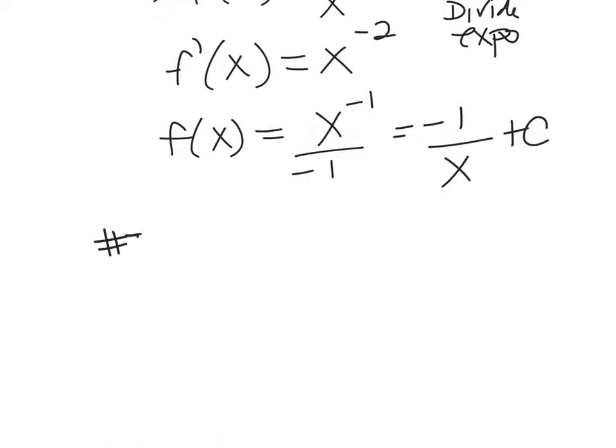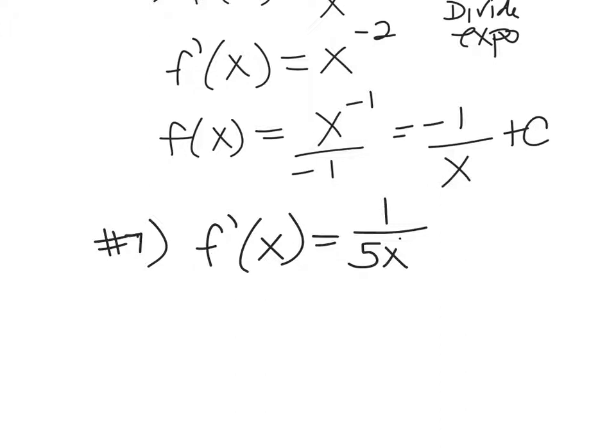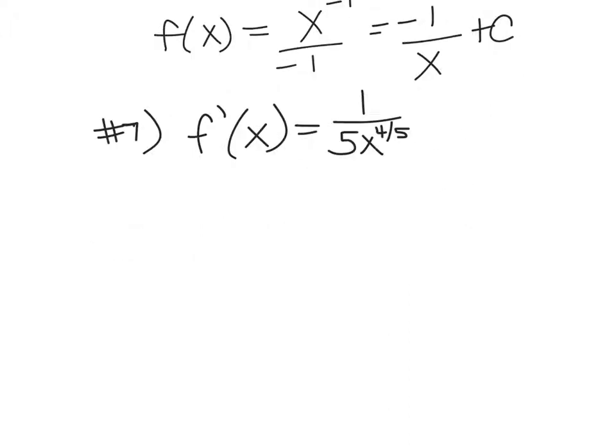Number 7. All right, how about, ooh, you want a hard one? F prime of x is equal to 1 over 5 x to the 4/5. It's really not that bad. It looks bad, but it's not too bad. You want to try this one? So for me, I would change this to be 1/5 x to the -4/5. Those are exactly the same thing, and that helps a lot.